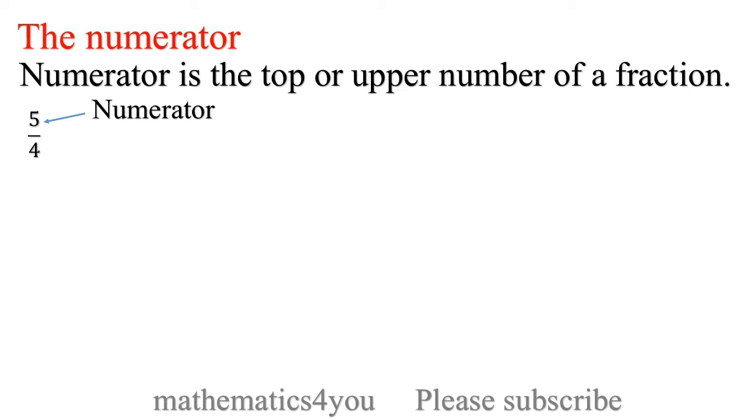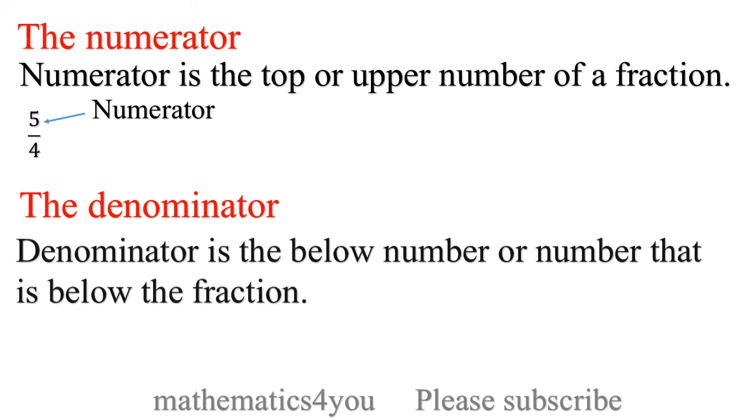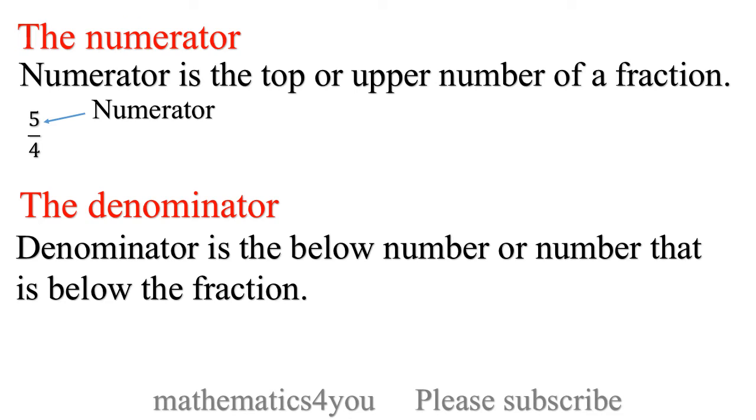So we'll take the next one, the denominator. Denominator is the number that is below the fraction. So take this example of a fraction, you have 5 over 4 as well. So the denominator there is what? 4, because 4 is below this fraction.